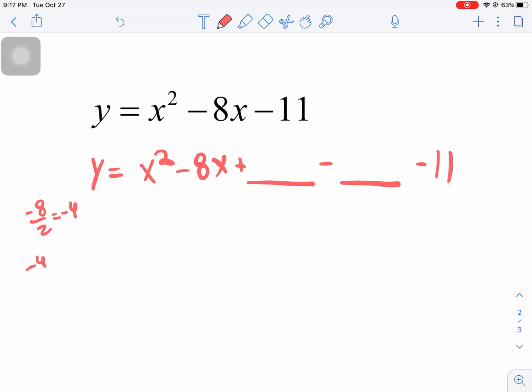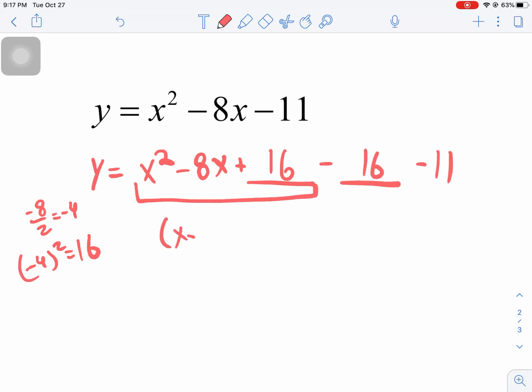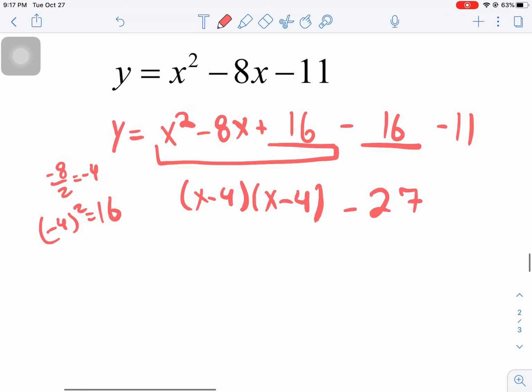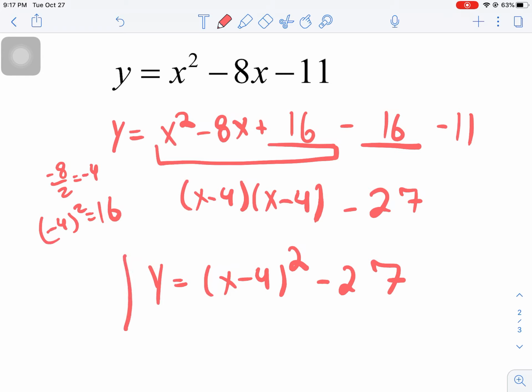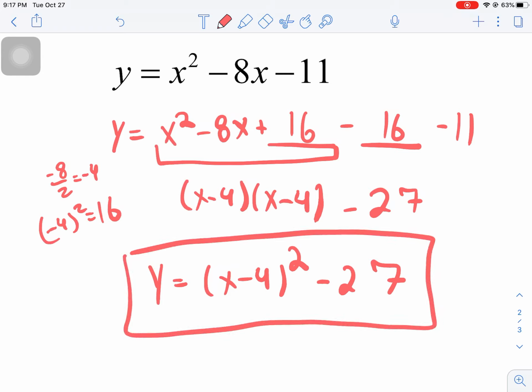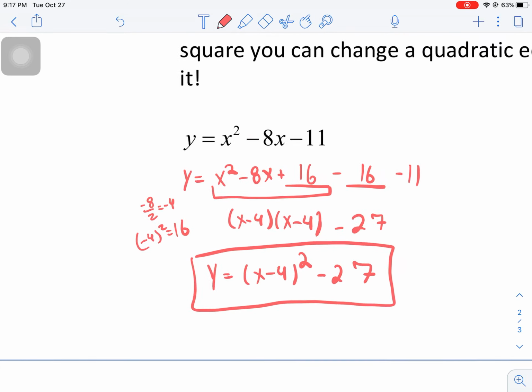Negative 8 divided by 2 is negative 4. Negative 4 squared is 16. So 16 gets filled in. Now we have our perfect square trinomial. So that's x minus 4 times x minus 4 if we factor that. Negative 16 minus 11 is negative 27. So then now we have y is equal to x minus 4 squared minus 27. And then bam, we're now in vertex form. Okay, so now we can change from standard form to vertex form, which in my opinion is pretty neat.